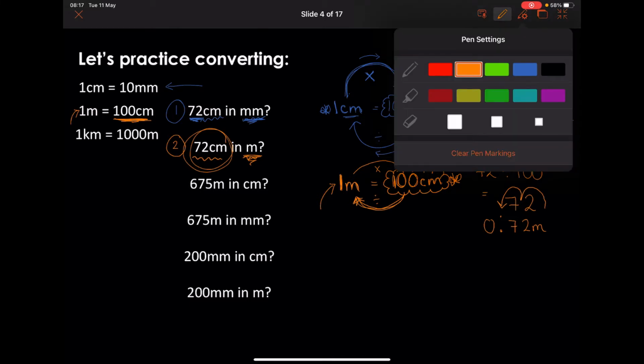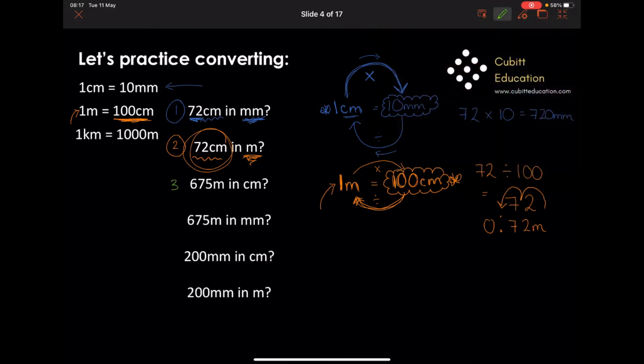Let's do another one. I don't want to use that colour. Green. So for question 3, 675 metres in centimetres. Okay? Now I can use the same conversion table, this same one. Okay, but this time I'm in metres, I'm here. And I want to get to centimetres. So I'm going to multiply this time because I need to get to centimetres. So I'm going to take my 675 metres and I'm going to times by my conversion factor. Times by 100.